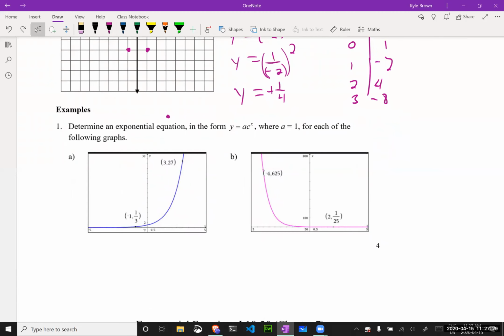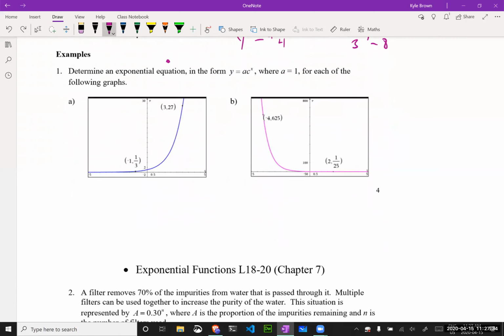Okay, so let's do this one. So it says determine an exponential equation in the form y is equal to a c to the x, where a is equal to 1. If you haven't noticed yet with that a is equal to 1, what that would do, we're going to talk more about this in the other lessons too when we start doing our transformations. But our a value really is going to be, well, that's your vertical stretch factor, right? It's like the number out front of the function.